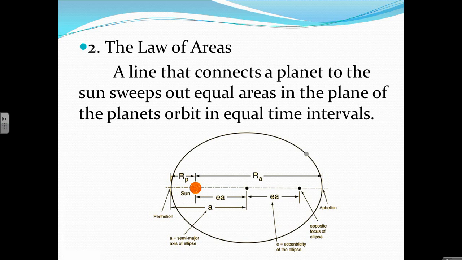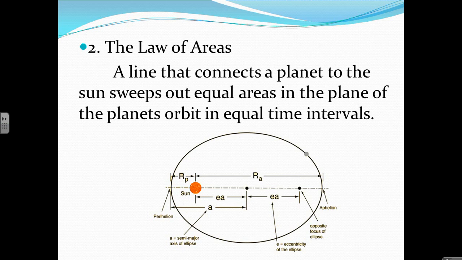Kepler's second law is the law of areas. This says that a line that connects a planet to the sun will sweep out equal areas in the plane of the planet's orbit in equal time intervals. What this essentially accomplishes is that when the planet becomes closer to the sun, it will increase its velocity. It needs to increase its velocity so it can sweep out greater areas.